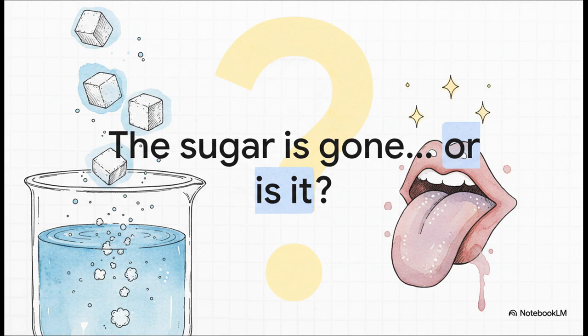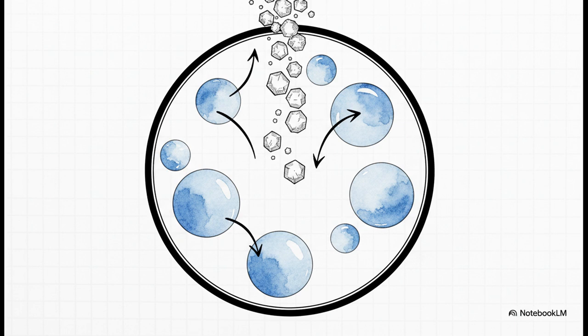This is a huge clue. It tells us the sugar didn't just disappear. It broke down into its individual particles. Particles so incredibly small that we just can't see them anymore. So where did they go? This is the cool part. They squeezed into the tiny empty spaces between the water particles.